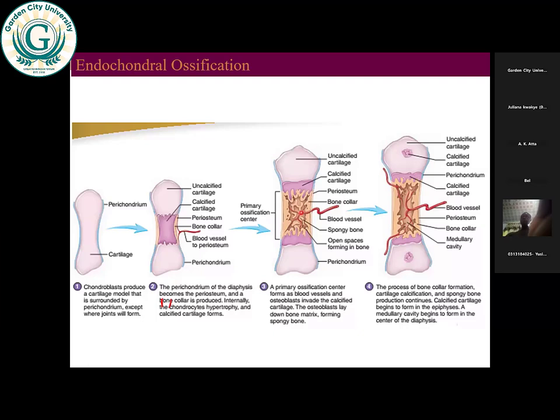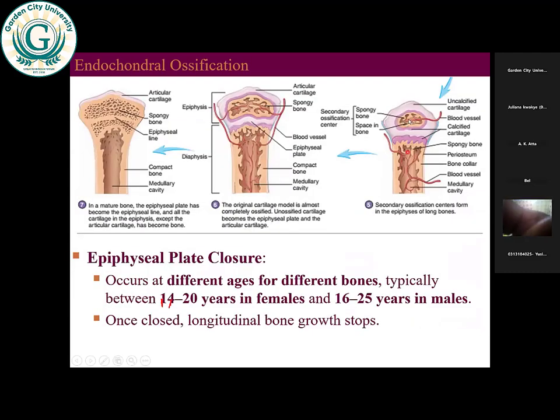Then just after birth or during the early stages of life, you have another center being formed at the epiphysis. So look at what is happening. Cartilage is being replaced by what? Bones. But what I want you to note here is that at the ends of the bone, between the epiphysis and the diaphysis, you always will have cartilage there. You always will have cartilage there.